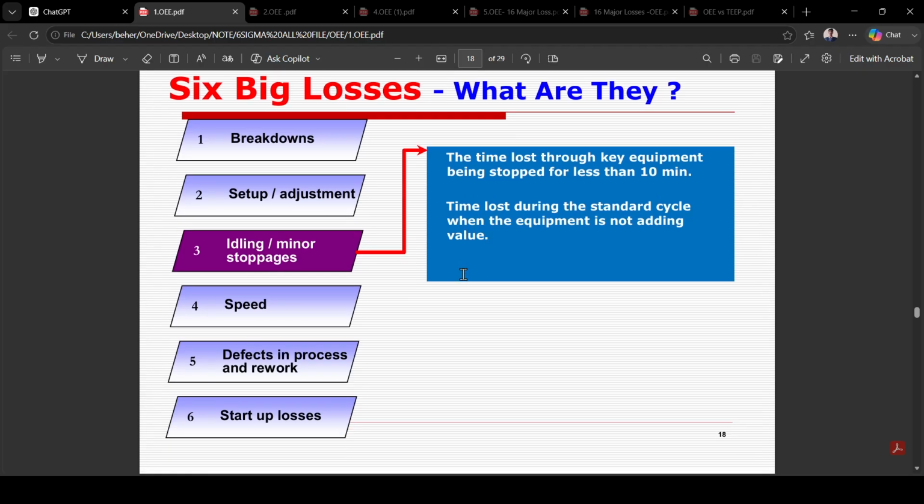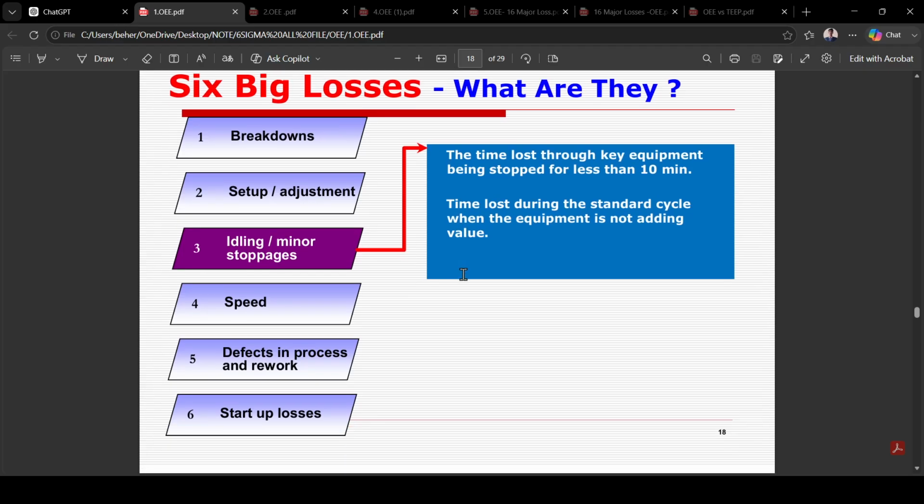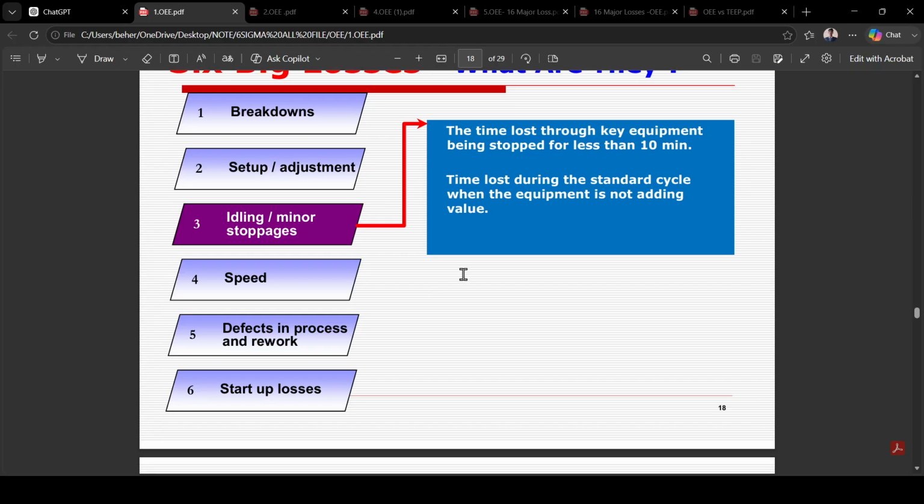And the third one, idling or minor stoppages. The time lost through key equipment being stopped for less than 10 minutes. The time lost during the standard cycle time when the equipment is not adding value. That is the idling or minor stoppages.